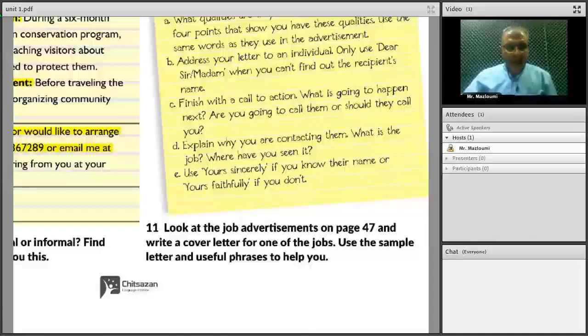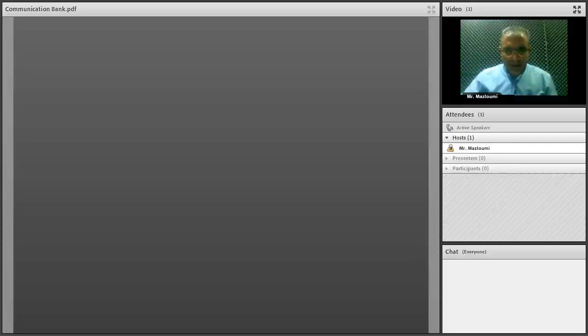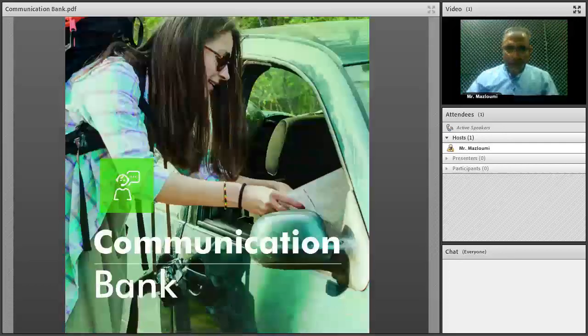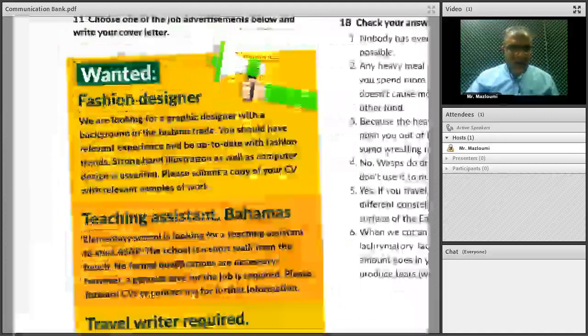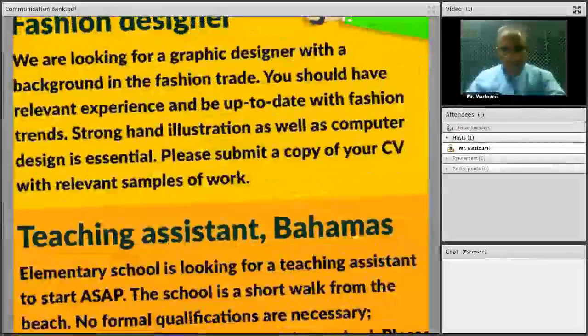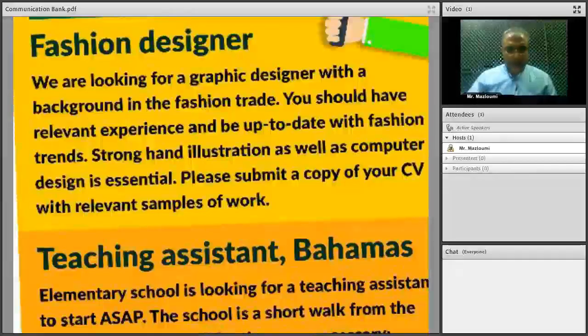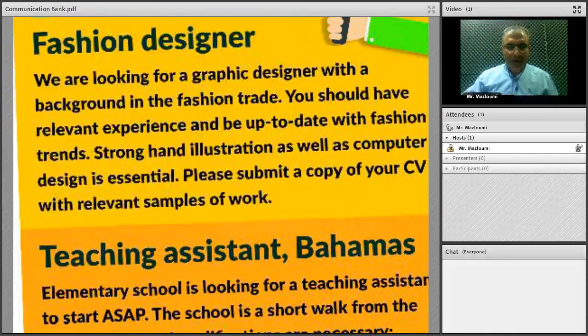And exercise 11, look at the job advertisements, of course, on page 47, and write a cover letter for one of the jobs. Use the sample letter and useful phrases to help you. Well, let me see if I can find the advertisements here. Yes, thank God, they're right here. Okay. So everyone, on page 47. Yes. So we've got three job advertisements here.